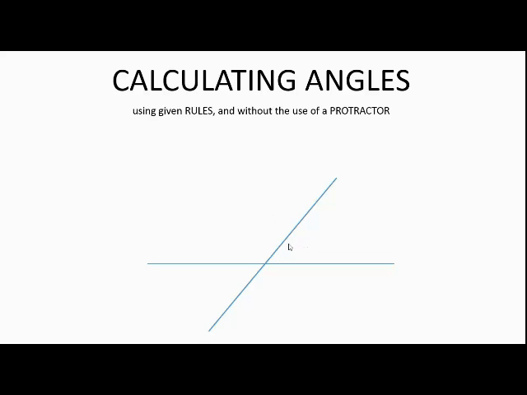Looking at lines bisecting each other or crossing each other, these are straight lines, and when we have two straight lines crossing each other, this is very, very simple. We know that this angle here will be exactly the same size as this angle here. That is a rule you need to know.